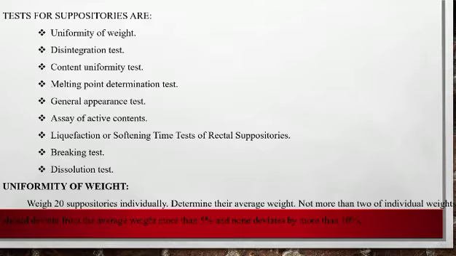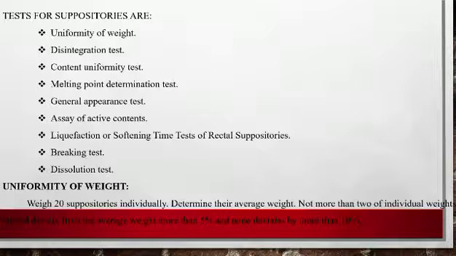Next is content uniformity test. Content uniformity test means we should know whether the drug is uniformly distributed over the base. It should show that the base and drug are uniformly distributed and fully incorporated with each other.